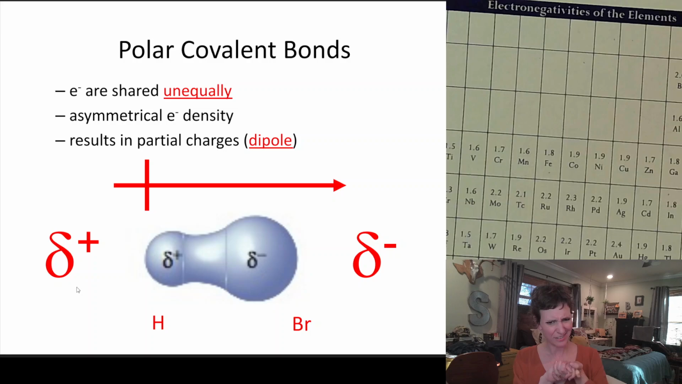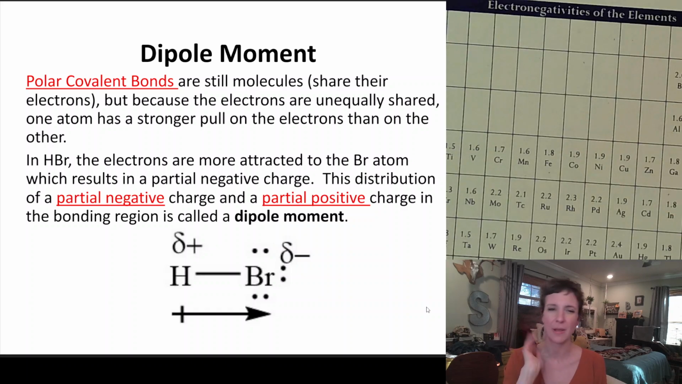They're still sharing, so nobody is truly positive or negative, but I've got this partial positive and negative charge because of this unequal distribution of the electrons, called the dipole. Let's talk a little bit more about this dipole.